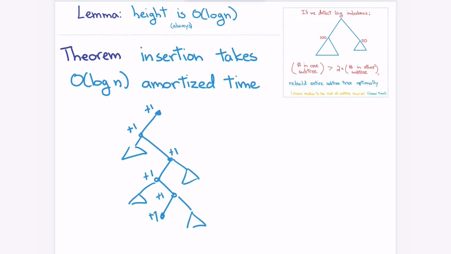Now the question is, occasionally you're going to do these massive rebuilds. How do I pay for the rebuild? Well, keep in mind that you may rebuild like n over 2 vertices. You might even rebuild from the root. So the total amount of work could be massive.